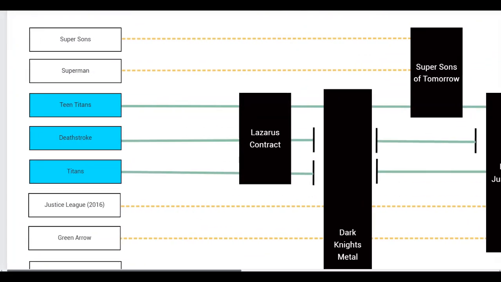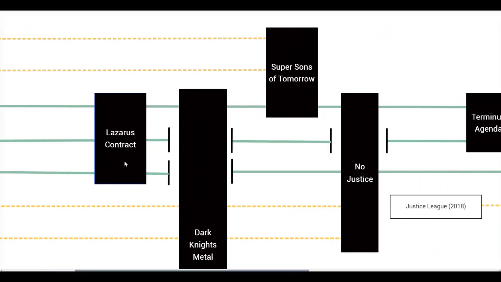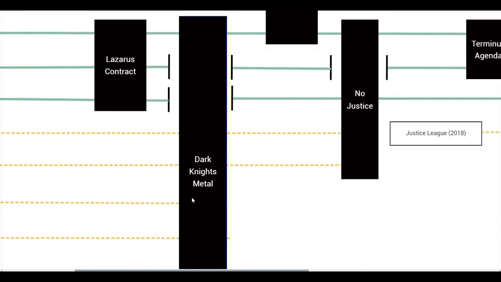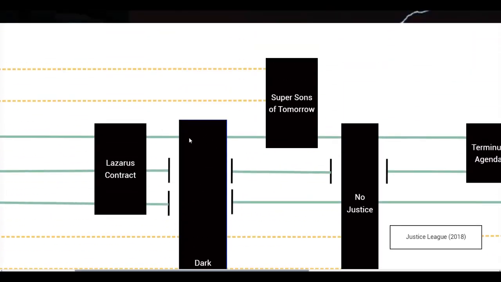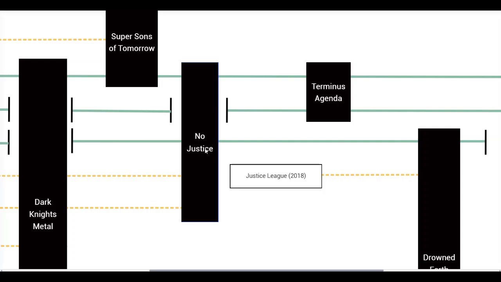So just as a very quick overview, we've got those 3 series. They have one merged event in Lazarus Contract here. And then we have Dark Knight's Metal, which is only included because Teen Titans intersects with it. Teen Titans then intersects with Super Sons of Tomorrow, which is actually part of the Superman family. A couple of them then sort of intersect with No Justice, but Deathstroke does not.